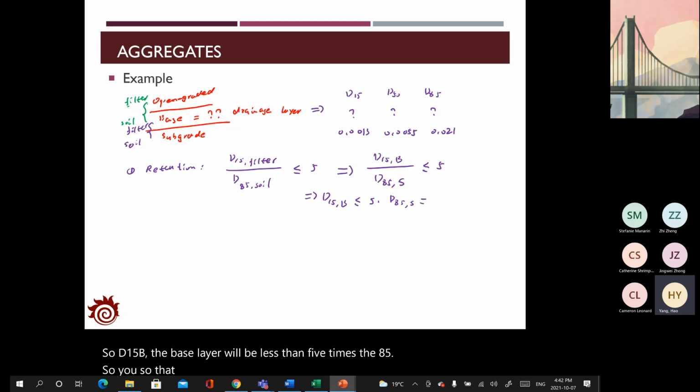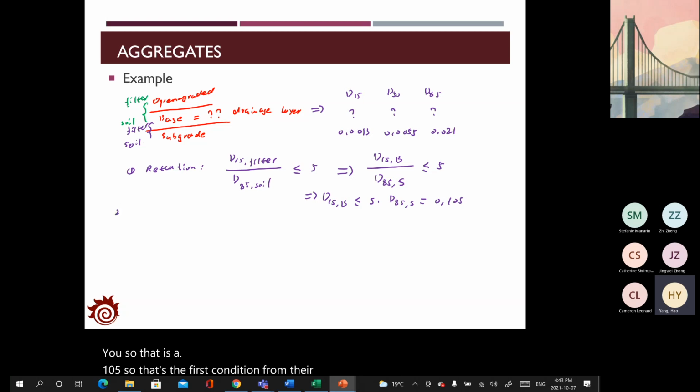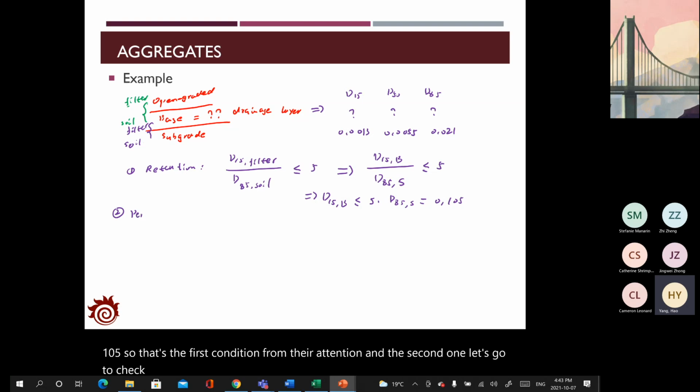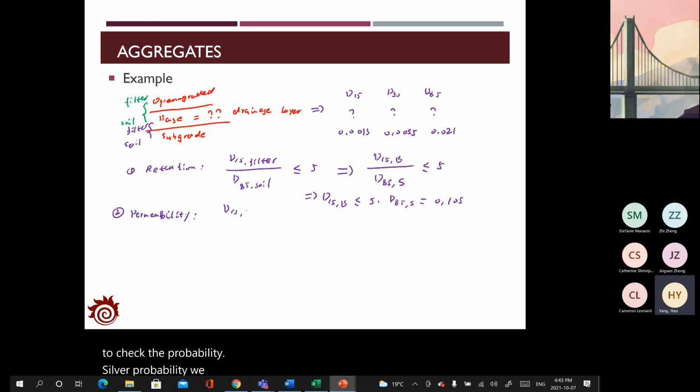So D15 of the base layer will be less than 5 times D85 of the soil. So that is 0.105. So that's the first condition from the retention. And the second one, let's check the permeability. For permeability, we have D15 filter divided by D15 soil higher than 5. And of course, we have D15 base divided by D15 soil larger than 5.